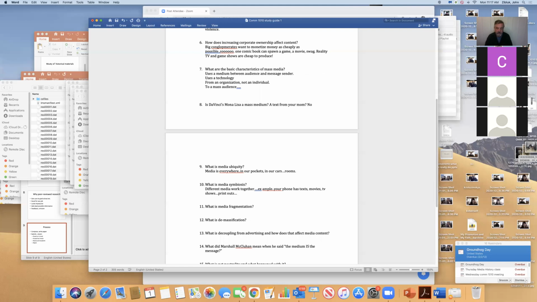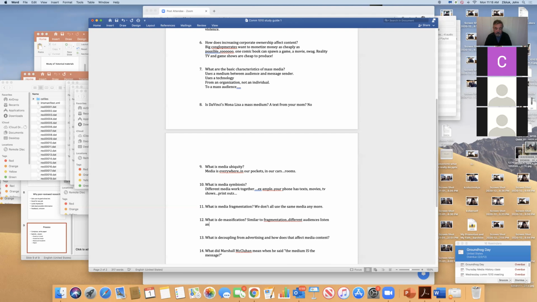Media fragmentation. We don't all use the same media anymore. Early on, beginnings of radio and TV, everybody watched the same shows, listened to the same radio stations. They don't anymore. Different audiences listen and see. This is the problem with our politics. When I was a kid, we had 3 networks. We had Republicans and Democrats who disagreed. We agreed on the facts. We didn't agree about what to do about them. Now we don't even agree on the facts.